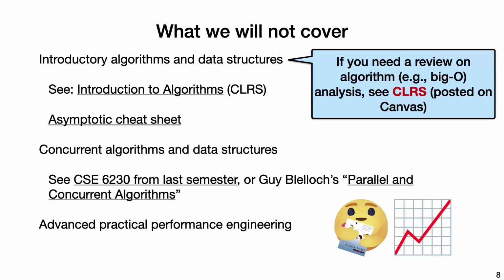We're not going to cover concurrency, which is a subfield of parallel algorithms, because that's a whole other thing. I did cover a little bit of it last semester, and there are other courses that cover it. So if you're interested in concurrency, you can take it next semester, or you can talk about it offline. And what I mean by advanced practical performance engineering is very low level stuff like vectorization or matrix stuff. So we're not going to cover that. This is more like a high level algorithms overview.